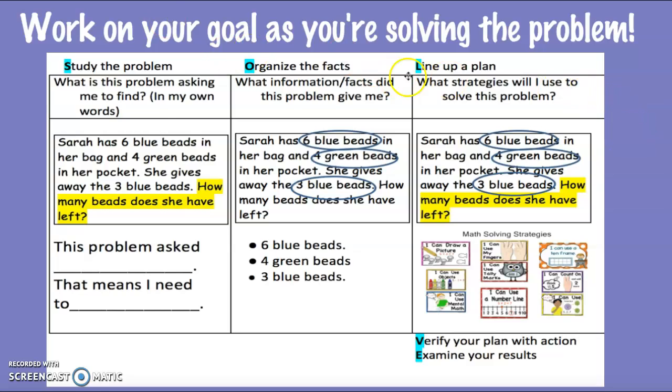I want to remind you to make sure to keep working on your goal as you are solving your problem. Whether it is to study the problem, organize the facts by circling important information, lining up a plan and choosing 2 different strategies, verifying your plan with action by choosing another strategy, and examining your results to make sure that your answer makes sense. Just make sure that as you are working that you have a goal in mind.